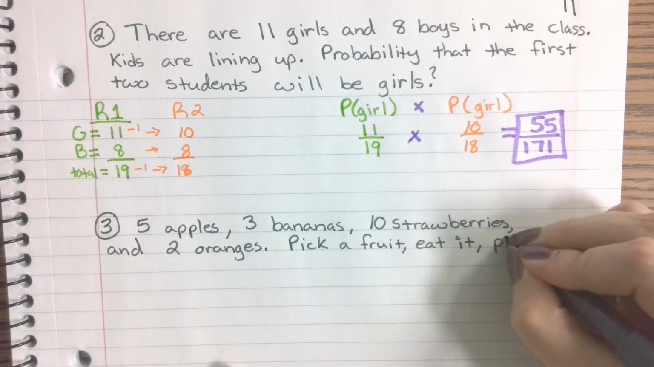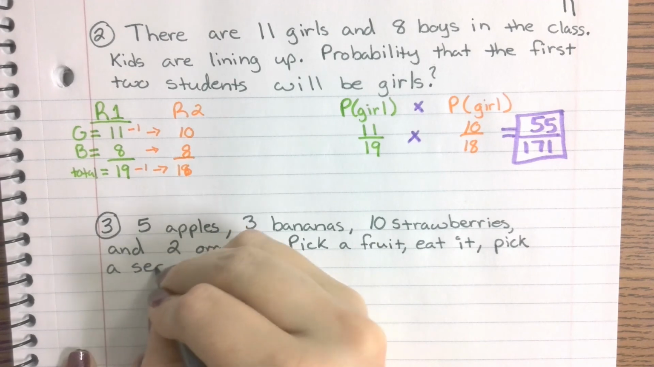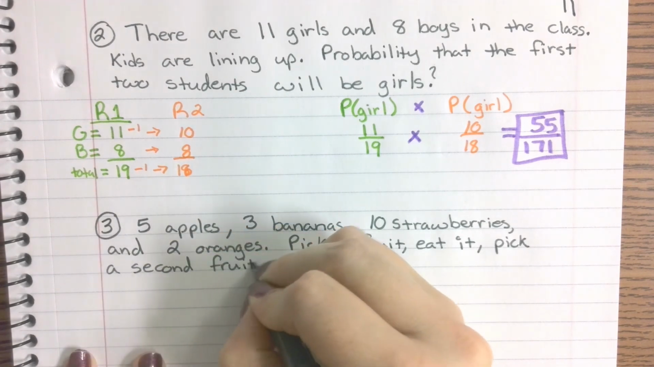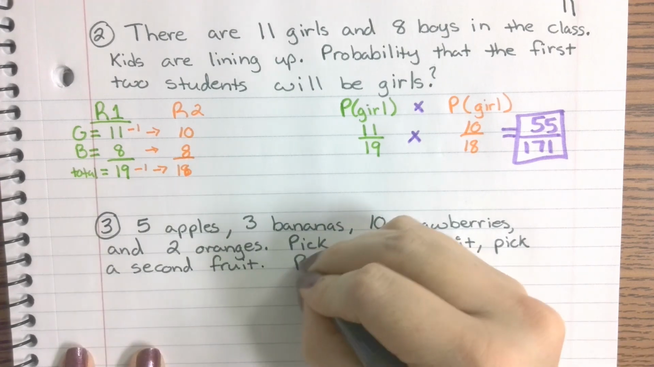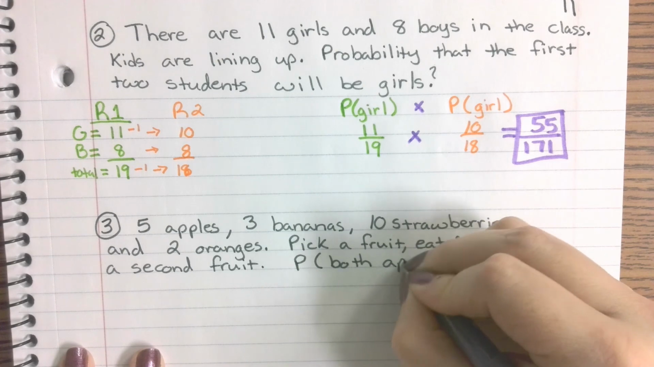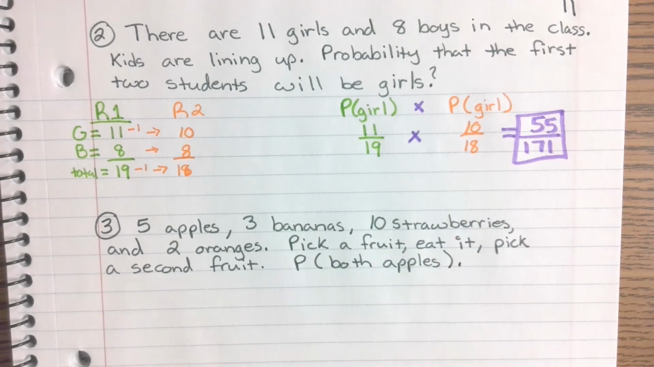And then you're going to pick another. You're going to pick a second fruit. So I want the probability that they're both apples. What's the probability that both fruits are apples? Go ahead and do that one on your own.